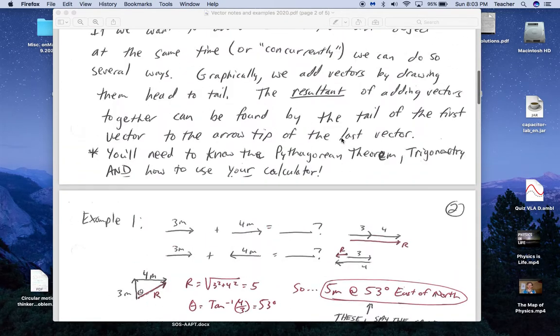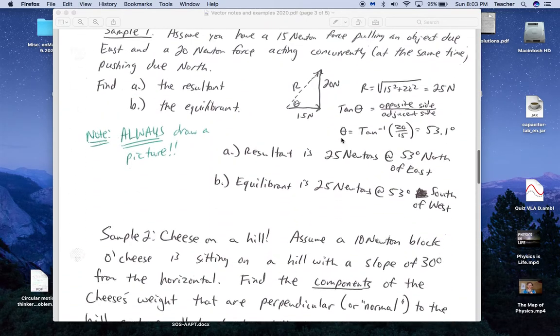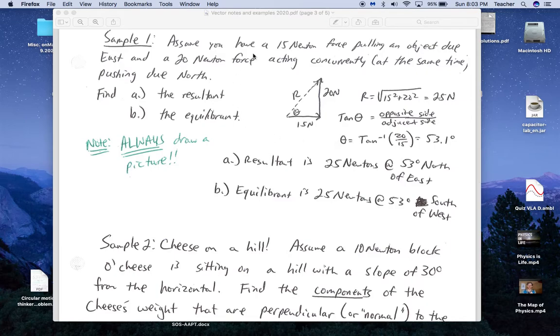I thought I did sample one before. That was example one. Oh well. So at this point, you have a 15 Newton force pulling an object due east, and a 20 Newton force acting concurrently, so at the same time, pushing due north. So I draw these tip to tail, even though I know they're acting at the same point, because that's going to give me a triangle and allow me to mathematically and graphically perform vector resolution. So if I want to find the resultant and then the equilibrant, always, always, always draw a picture. It helps so much in physics to draw pictures.